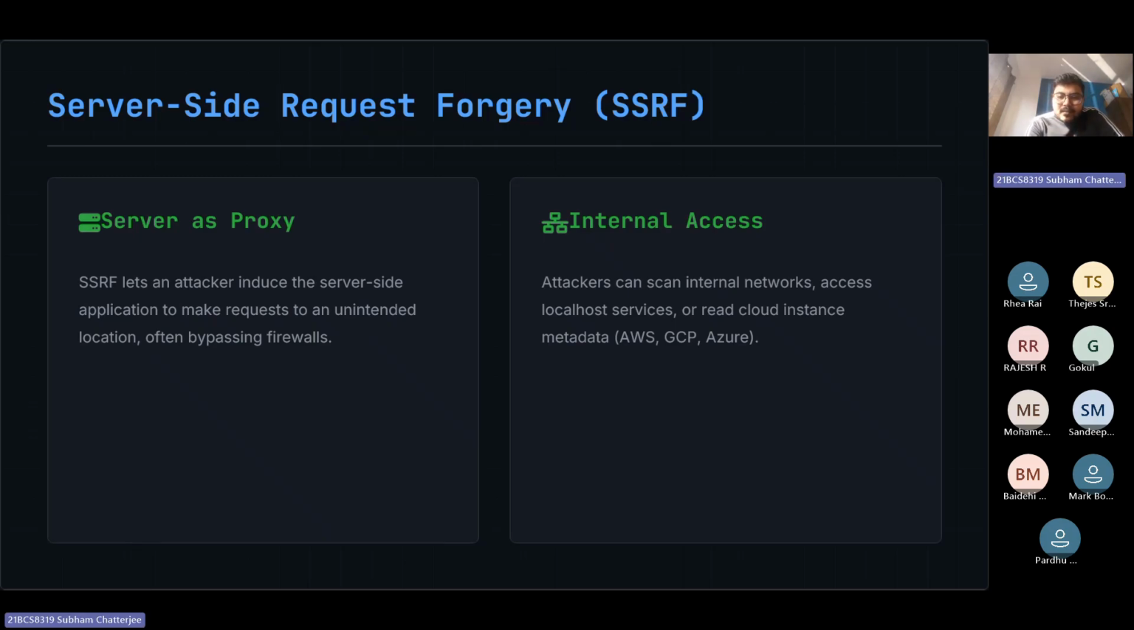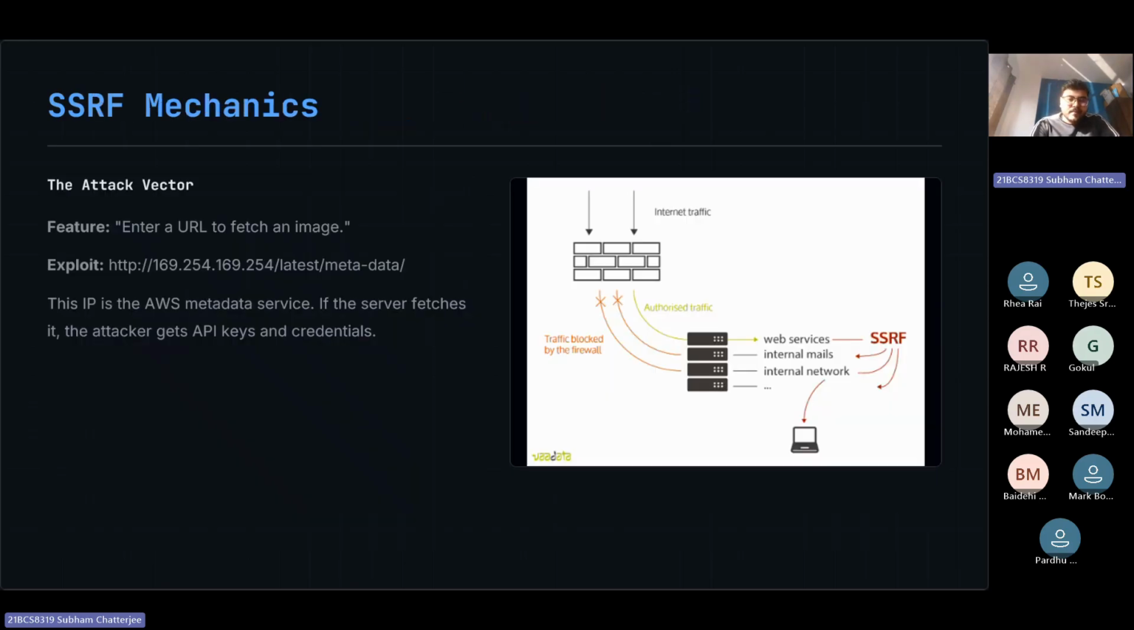Then some internal access, obviously attackers can scan internal networks. They can then access localhost services or read cloud instance metadata like AWS, GCP, Azure, all those metadata, right? How does the SSRF mechanism work? Like entering a URL to fetch an image, let's say like this. There might be some exploits.